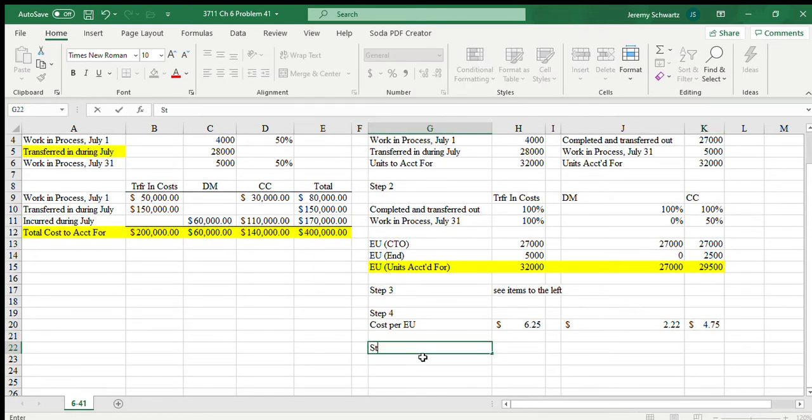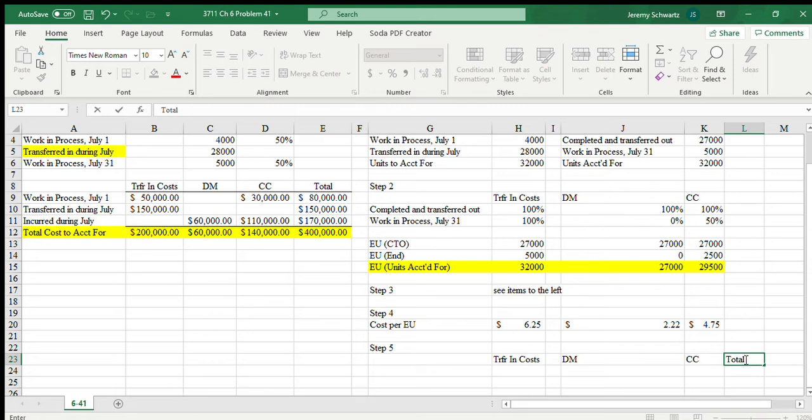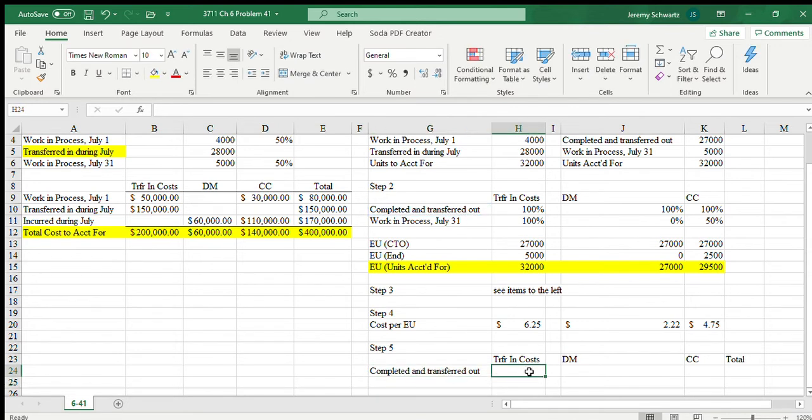So in step 5, it's time to assign cost based on the transferred in costs, direct materials, and conversion costs, as well as in total. So then we'll also have our total amount here, just as we had the total amount in column E. So for completed and transferred out, we have 27,000 units. Sorry, we have 27,000 units.